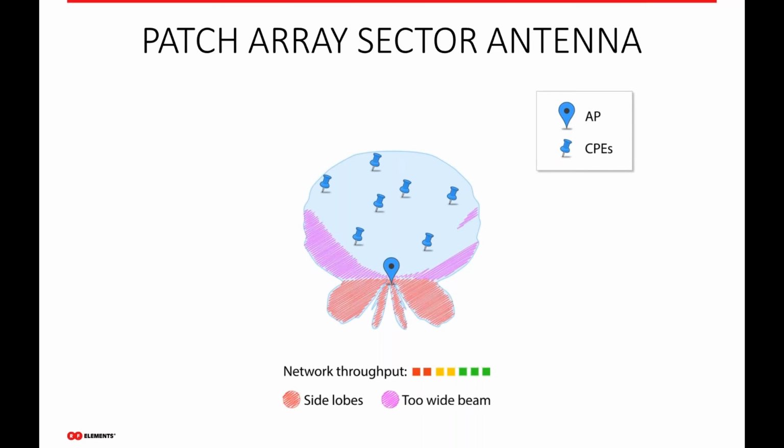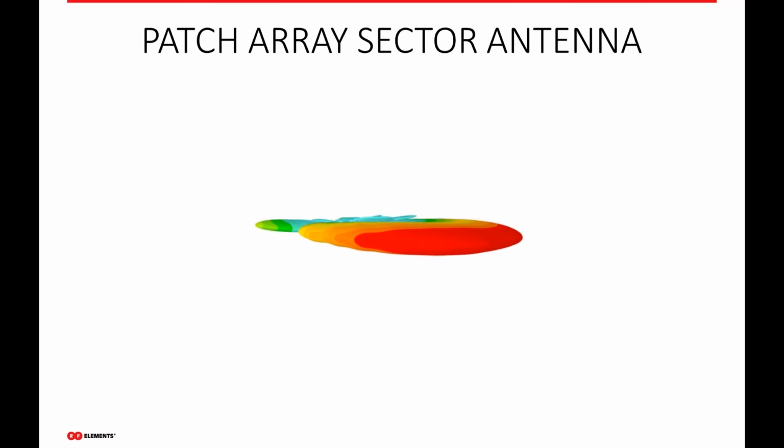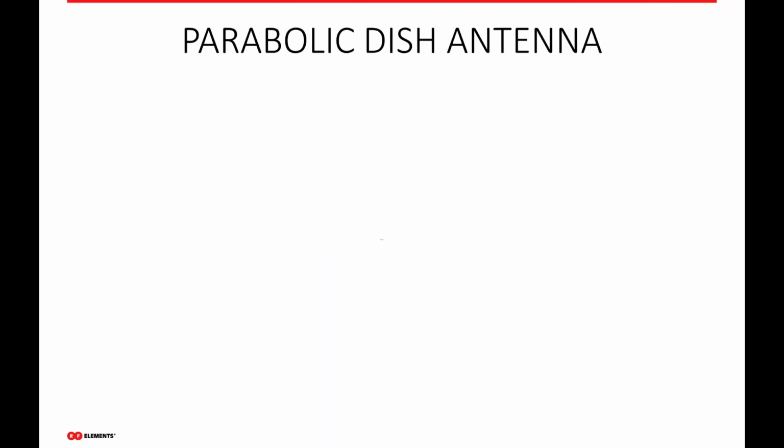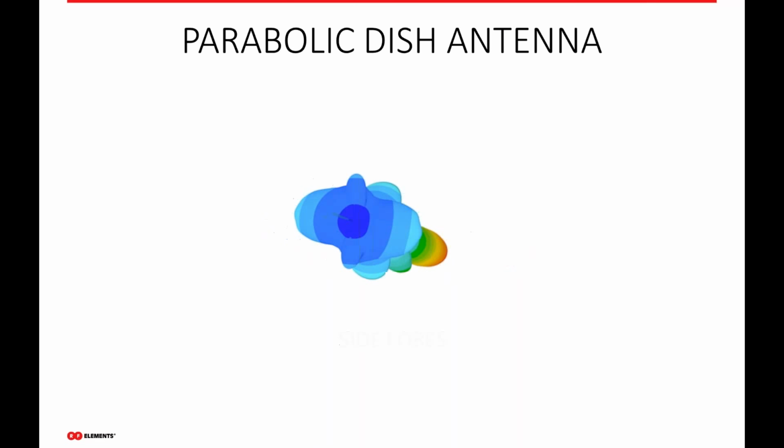Co-location and noise floors start to grow when you have side lobes and really high gain antennas. So patch array sector antennas really have a lot of issues with beams being too wide and too many side lobes, and therefore your network throughput can be greatly affected by that. The same can be said for parabolic dish antennas.